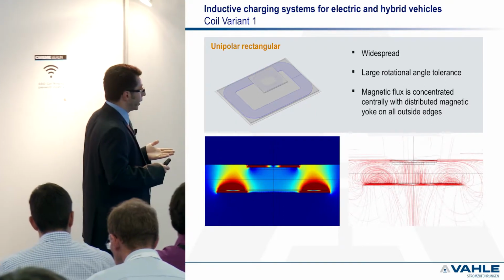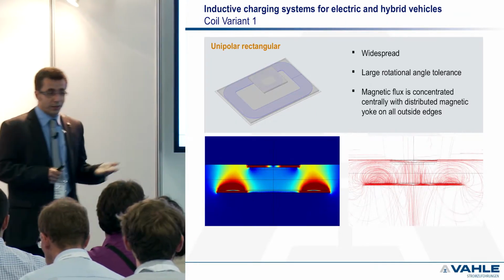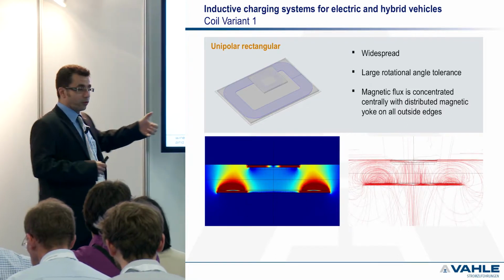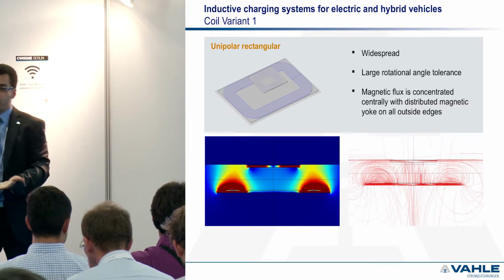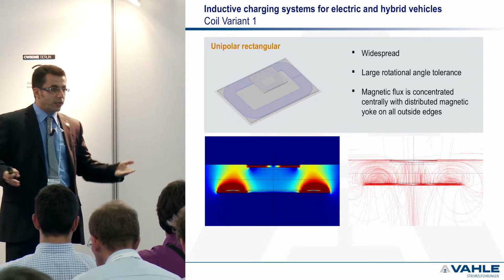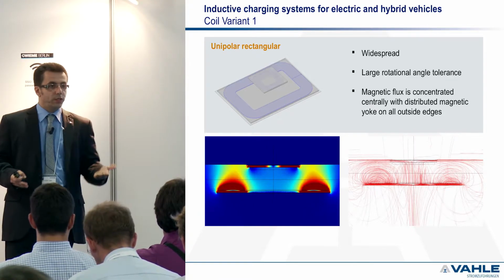Well, the magnetic coupling is not really good because we have a really big air gap. We're talking here about the typical air gaps underneath the car, so we're talking about 120 to 140 millimeters.